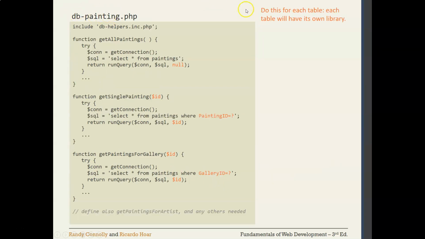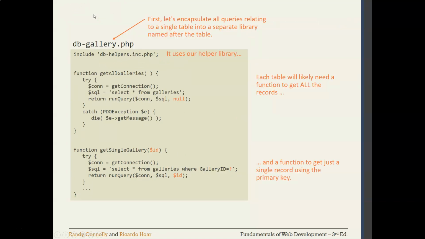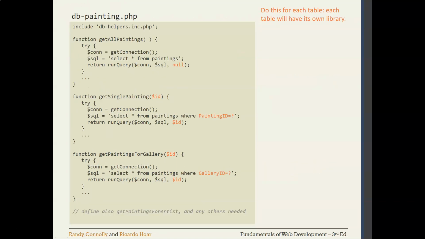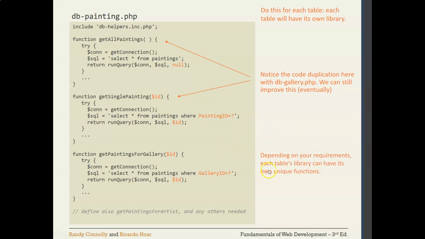Here's a similar one, and we're going to do this for each table. So here's one for painting. Previously, that was for gallery; here it's for painting. We've got a bit of code duplication here. The code to get all paintings and get all galleries is the same except for the table name and the field name. We can maybe improve this eventually using classes, but let's not worry about that right now.